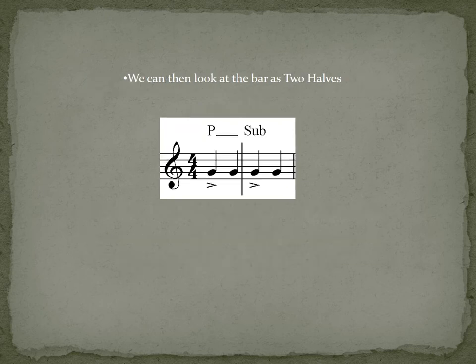So in quadruple time, we can look at the bar as being an imaginary 2 halves. In the example you can see the first 2 crotchets with the principal accent on the first beat, and then the second half of the bar with the subordinate accent, the slightly lesser accent, on the third beat of the bar, the first beat of the second half.